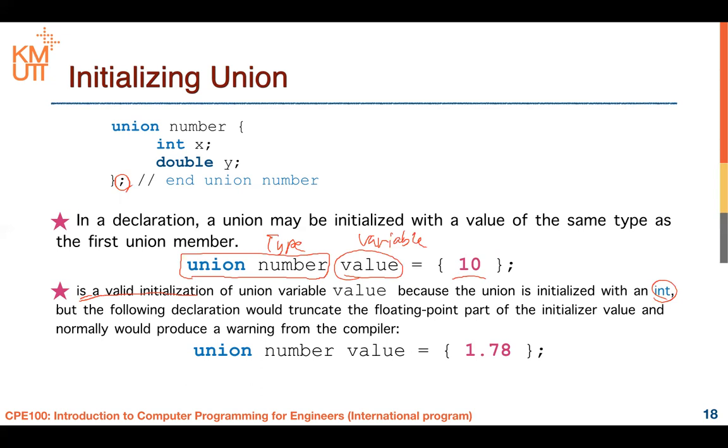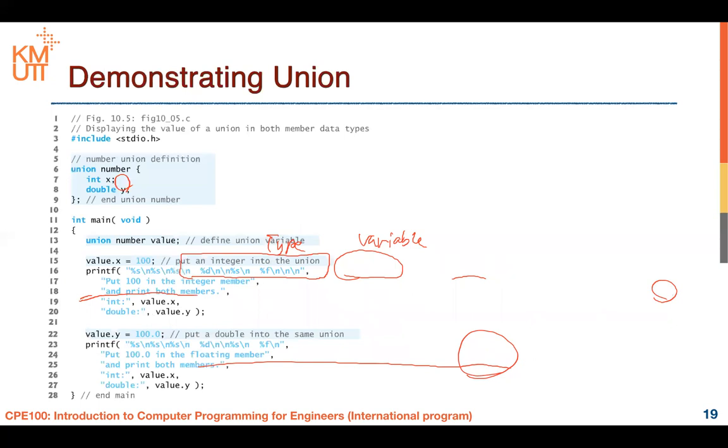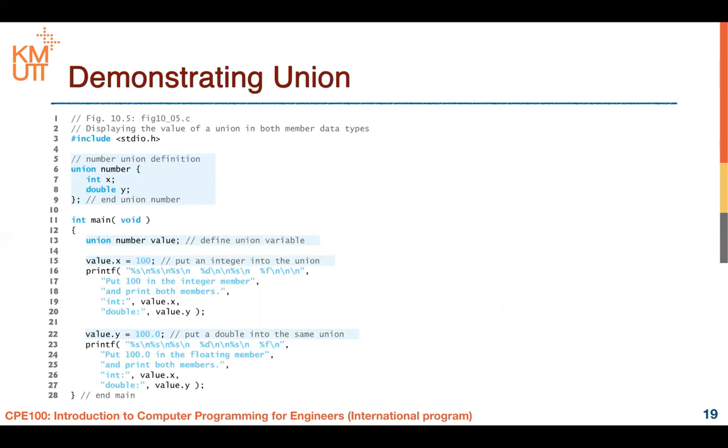And you can also define it like this. There is a warning from the compiler, but now the value inside the union will be double, and it is 1.78, which is the double or real number. Okay, you can use this in the case that it's not certain that you will use integer or double, or sometimes you can use both on different occasions. So you can define it as a union. Okay, so this is how to make use of the union. This is how to demonstrate the union, right?